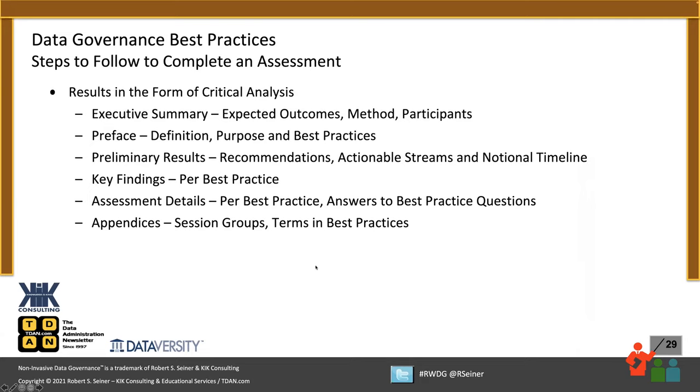And typically when you're creating a critical analysis, I wanted to just outline for you what the sections of an outline of a critical analysis or an assessment might look like. So it would be an executive summary, which covers: what are the expected outcomes? What method did we use to prepare this assessment? Who participated?